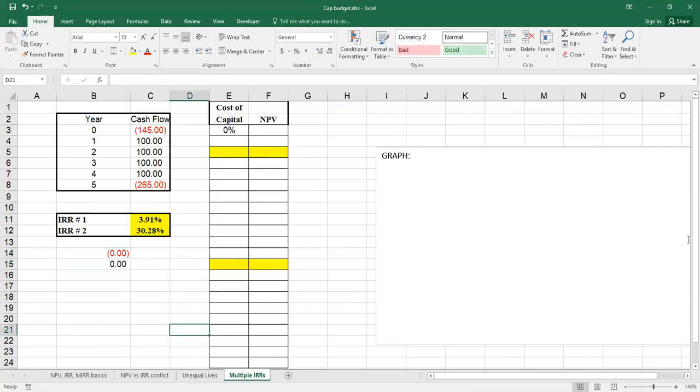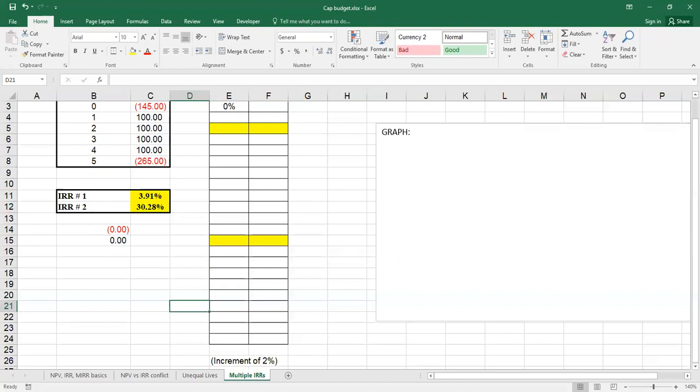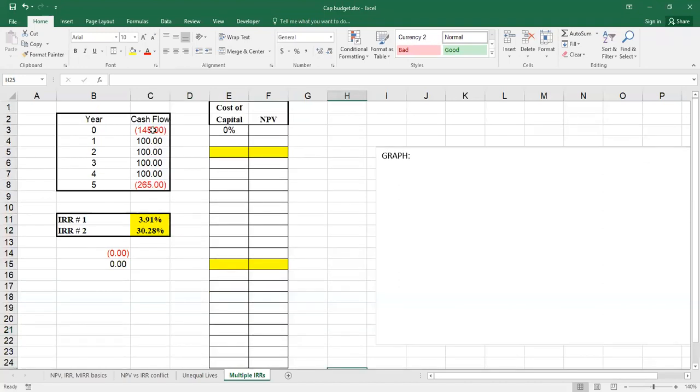Okay, so again, kailan nagkakaroon ng multiple IRRs? Pag meron kang negative cash flow, usually sa beginning talaga meron kasi investment yan eh. Paglalabas ka talaga ng pera.